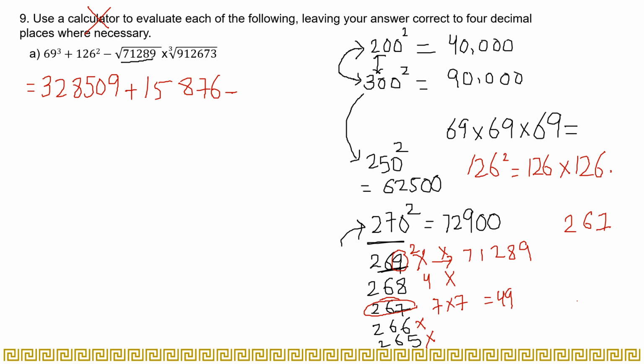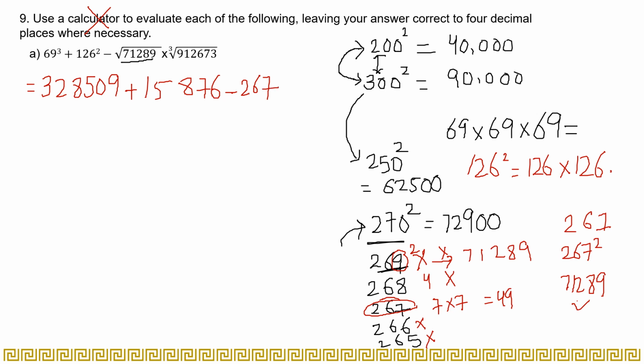And when you multiply 267 twice, what you get? You get the same number that is above, that is 71289. That means 267 is the square root of 71289. So that means what you will write here?